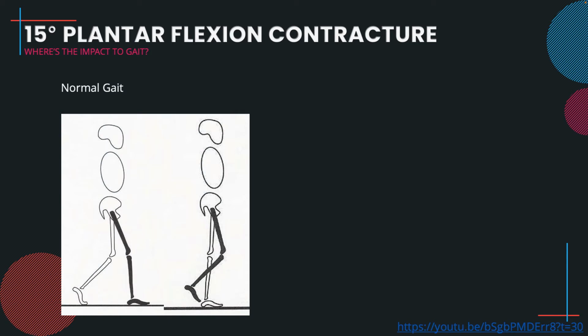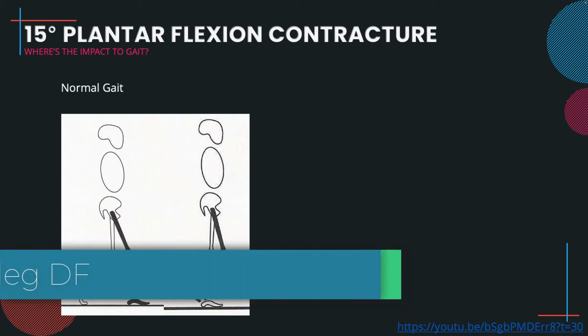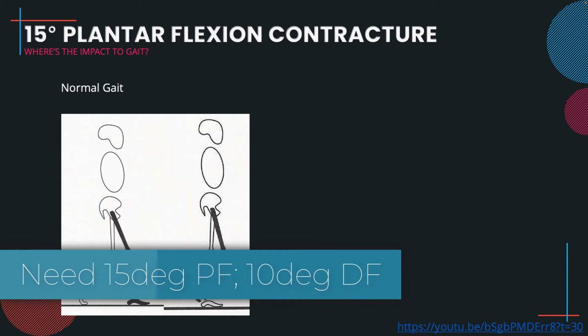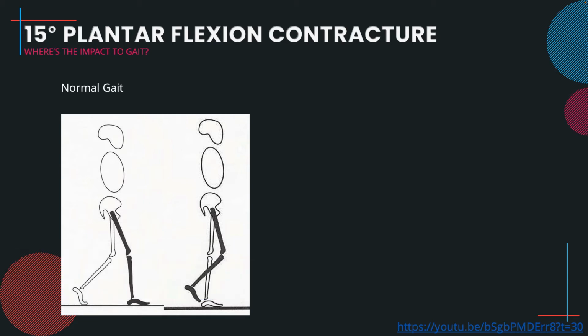So now look at this in a more dynamic picture. We're going to look at what a 15-degree plantar flexion contracture's effect is on gait. And so, just a quick review. For normal range of motion at the ankle, at initial contact, the person's ankle is neutral. Then in loading response, we shift into 5 degrees of plantar flexion. And then in mid-stance, we're shifting into 5 degrees of dorsiflexion, 10 degrees of dorsiflexion in terminal stance.